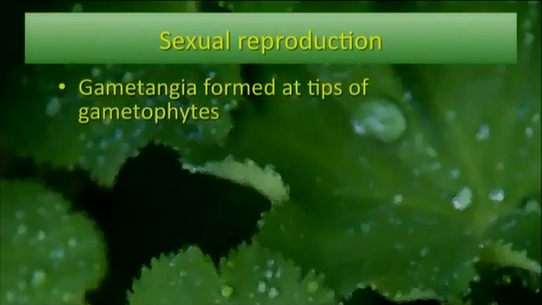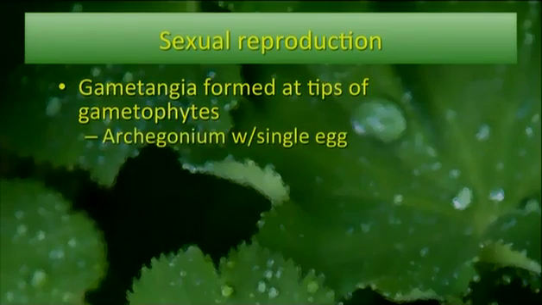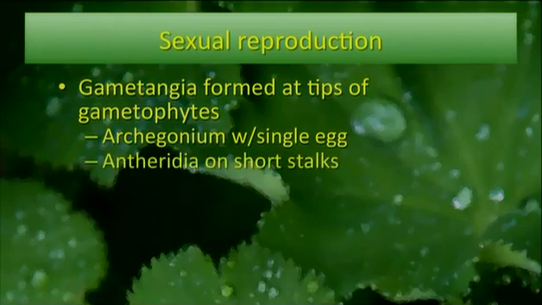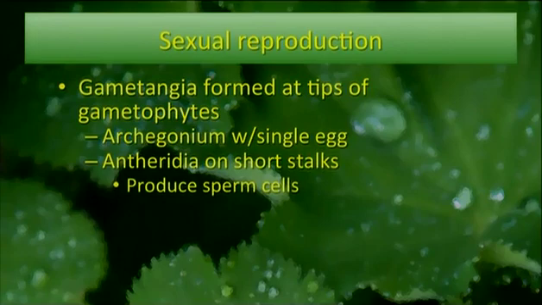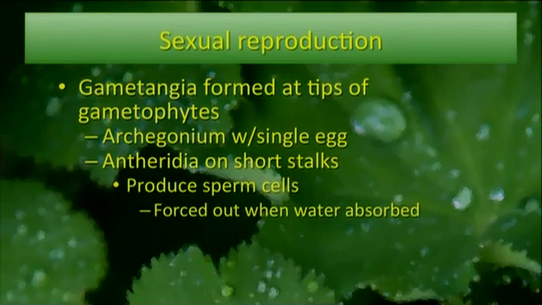Now, sexual reproduction. Gametangia are formed at the tips of the leafy shoots of the gametophytes. Like the liverwort and hornwort, the archegonium has a single egg. The antheridia are on short stalks, and they produce sperm cells, just like the other ones we've seen. And when water is absorbed, the sperm are forced out.